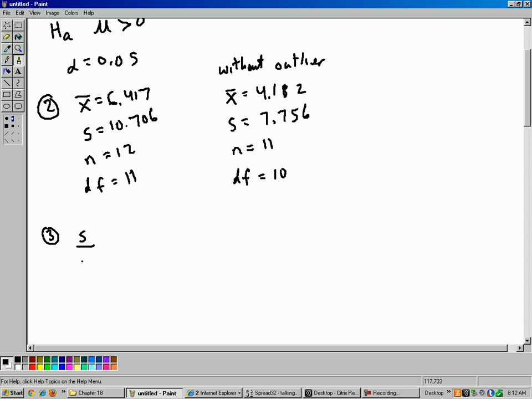All right, so standard error, S over square root of n, that's going to be 10.706 divided by square root of 12. So that we'll start with the outlier here. I'll just use Excel, which I've already been using here. So 10.706.